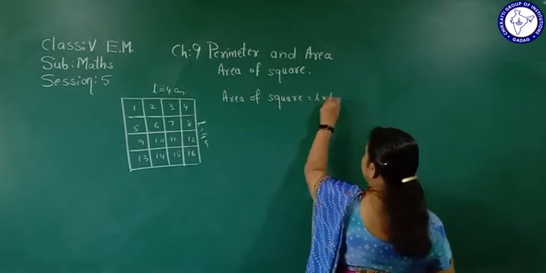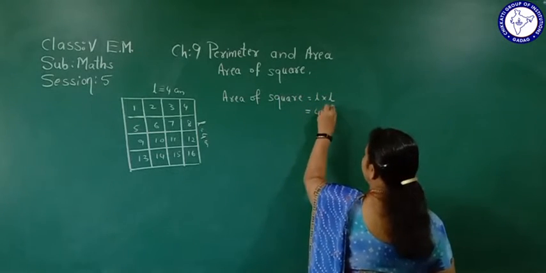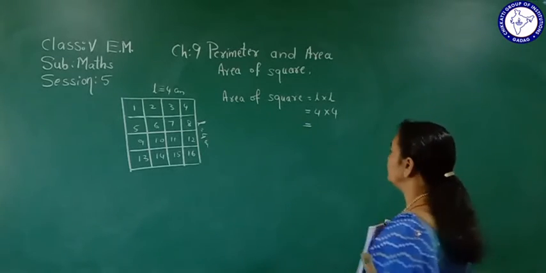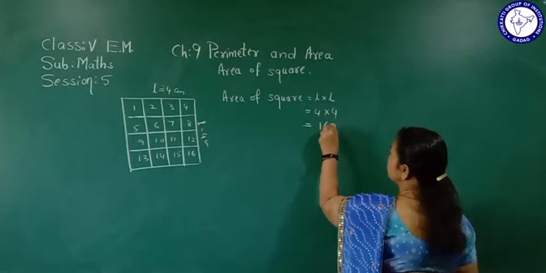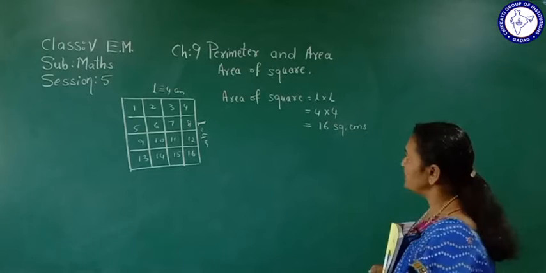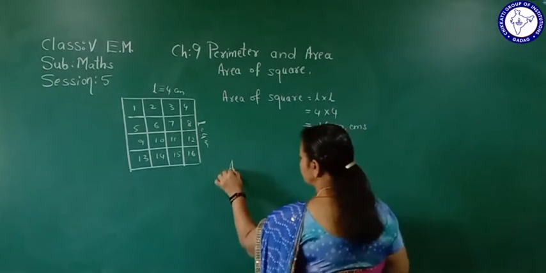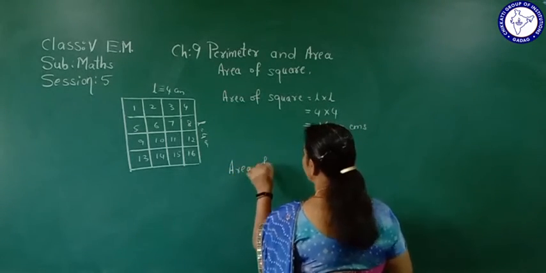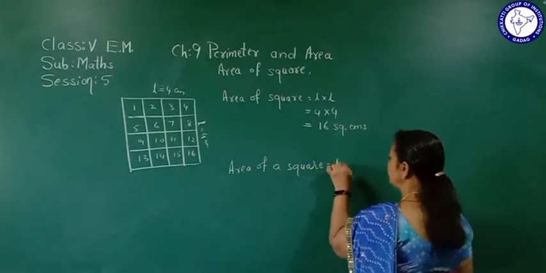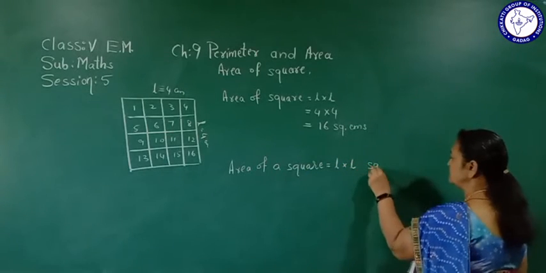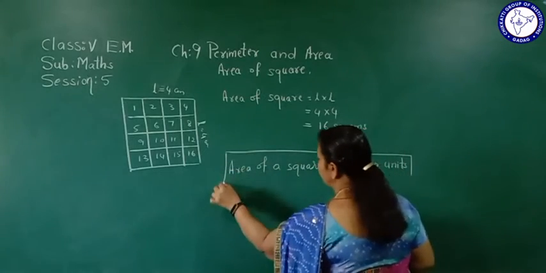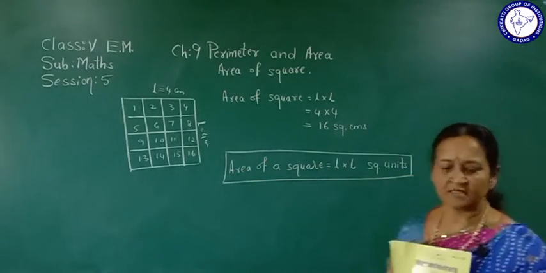length into length. So here length is 4, another length is also 4, and in a square we find both lengths are equal. So here 4 4s are 16, and we write square centimeters. Okay, so here the formula we derived is area of a square is L into L square units. This is the formula we use to find area of a square.